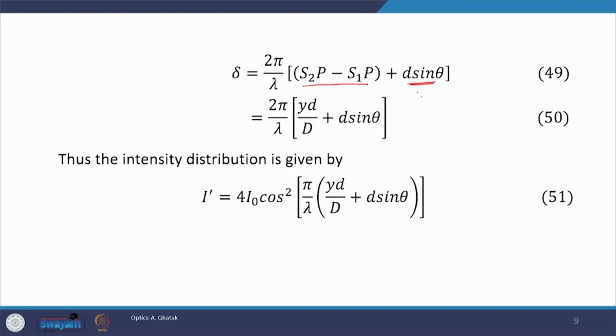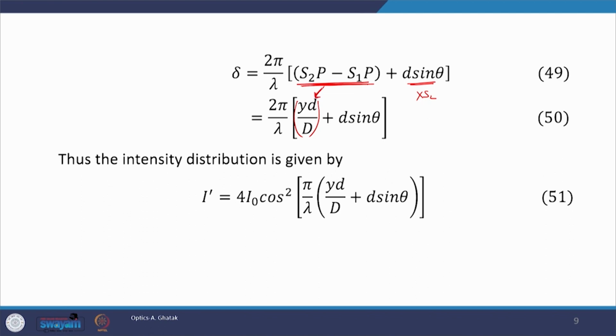Now, let us substitute. The phase difference del is equal to 2 pi by lambda times S2P minus S1P plus XS2, and this is the expression for XS2, which is d sin theta. But we know from Young's double slit experiment that S2P minus S1P is equal to y small d by capital D. Small d is the separation between the two sources, and capital D is the separation between the source plane and the observation plane. This we have already derived in Young's double slit experiment.